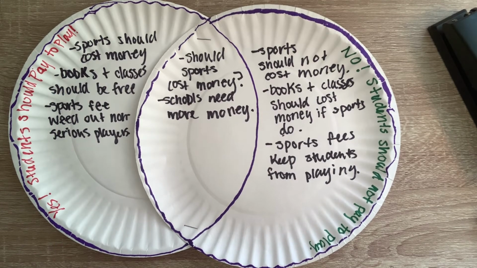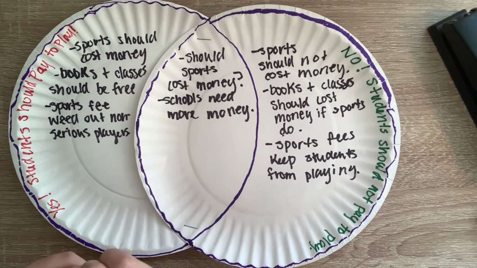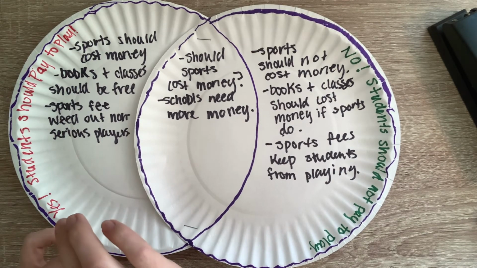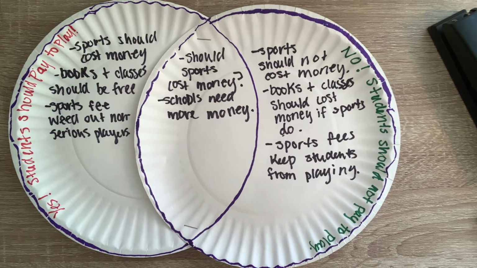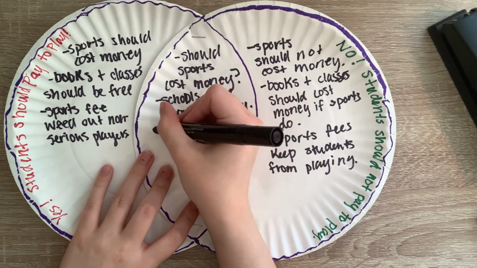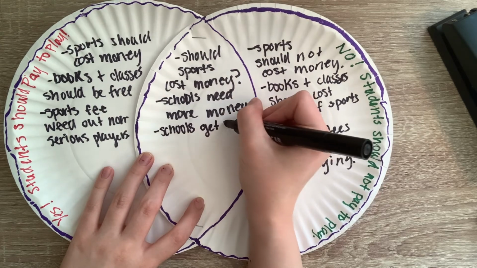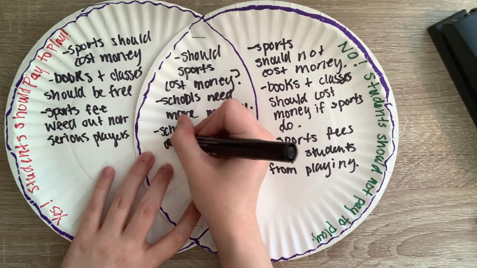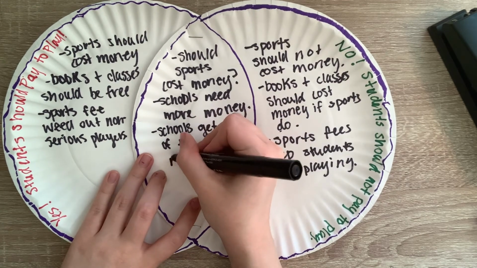What other key details did you guys find? One thing I found was that both texts talk about how some schools have fees for sports but don't charge for them, or they make them cheaper for the students who cannot afford to pay them. So, to summarize in the middle, we will put, schools get rid of the fee or make them cheaper.